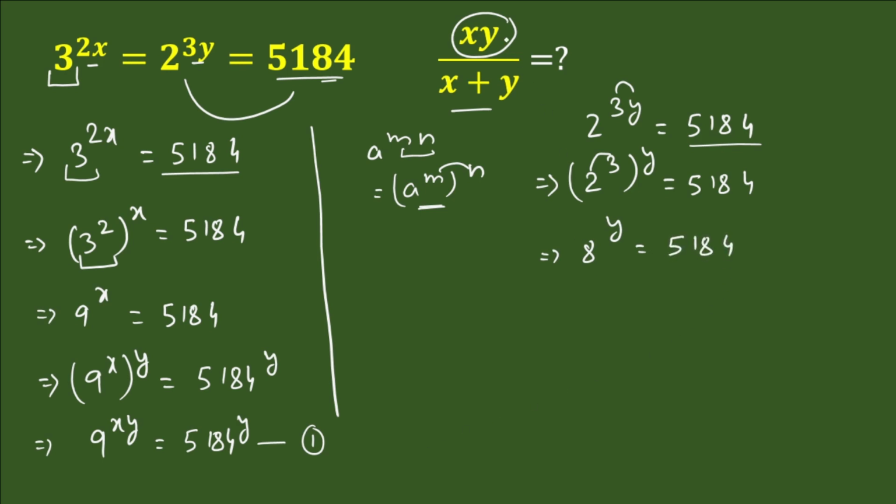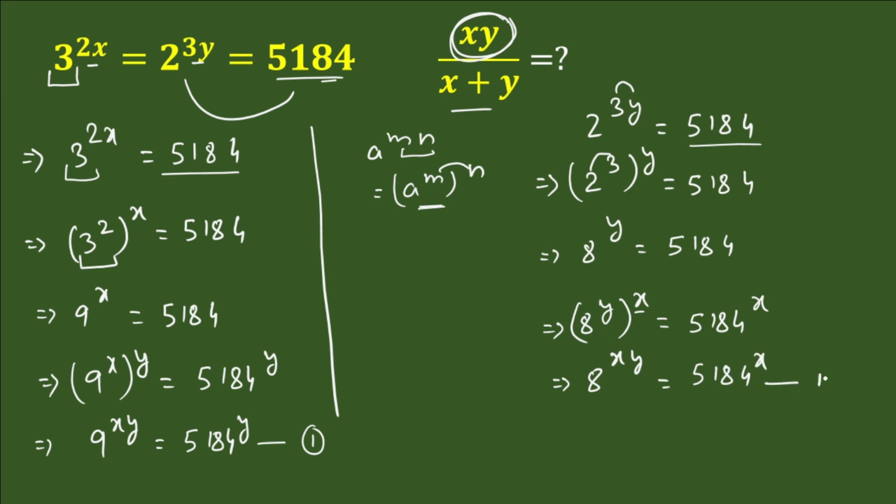5184. Now we'll have to make xy. Again we'll raise to the power x here so that we can make it xy. Now here we have 8^y and we'll raise it to the power x again, and in the right hand side we have 5184 and we'll raise it to the power x. Now multiplying this power in the bracket, we can write it as 8^(xy), and that's equal to 5184^x. So we'll call this equation 2.